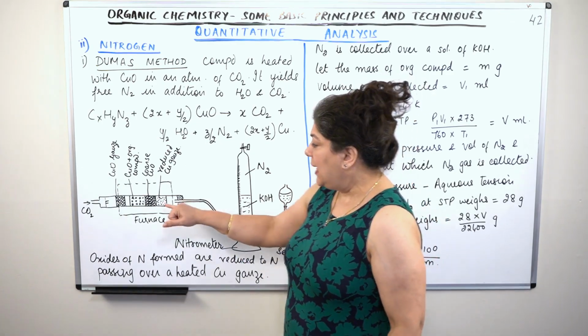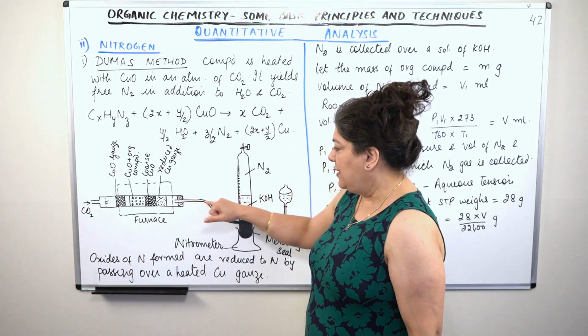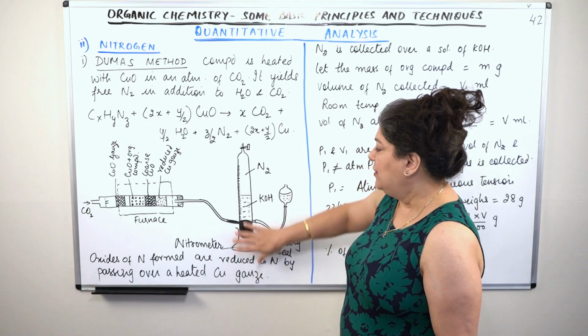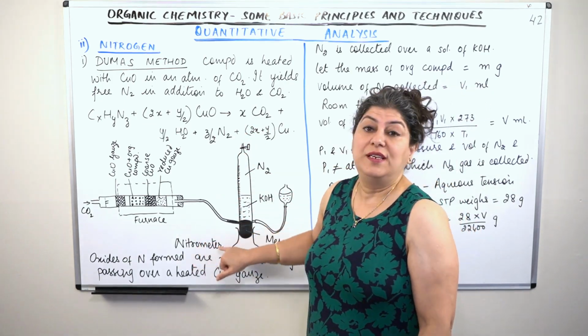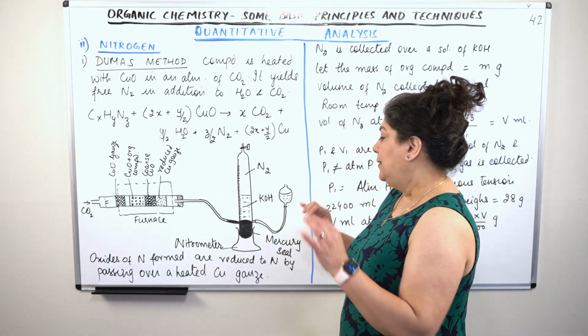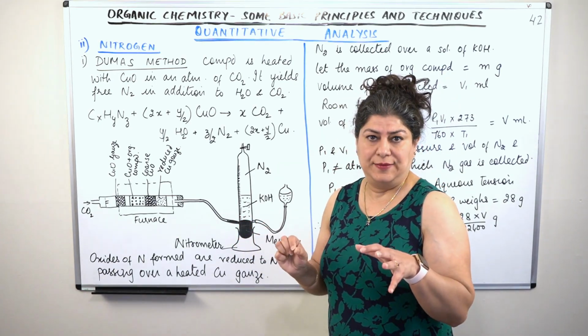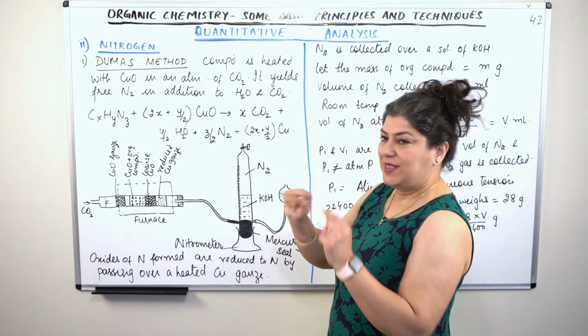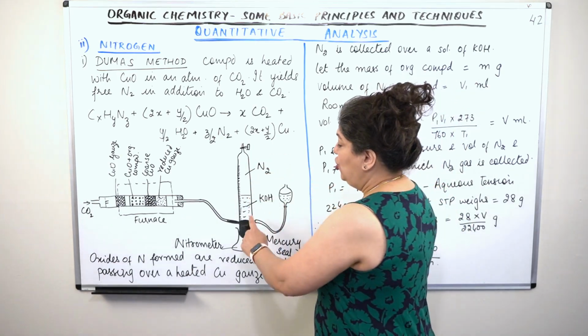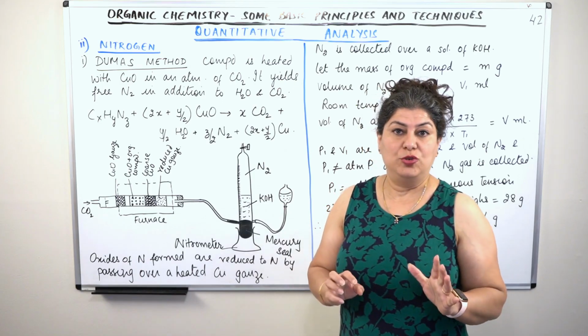and the gases now pass through the combustion tube. And when they pass through the apparatus, they enter this tube and they come into this new apparatus which is known as the nitrometer. The nitrometer has a mercury seal in it, and it is a tube which is calibrated, and in the tube you add potassium hydroxide solution.